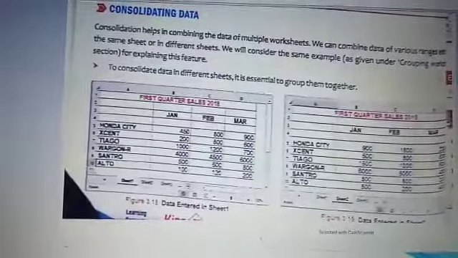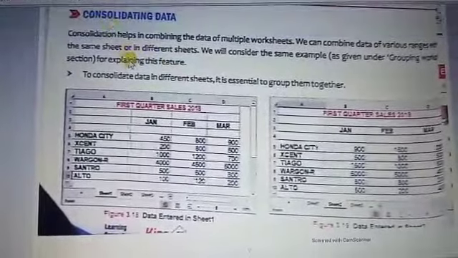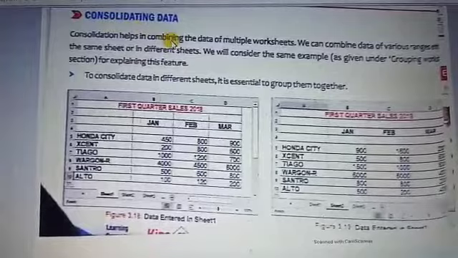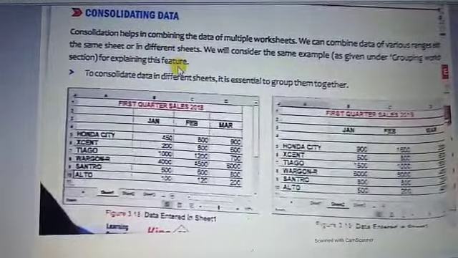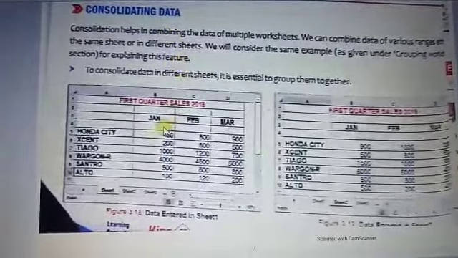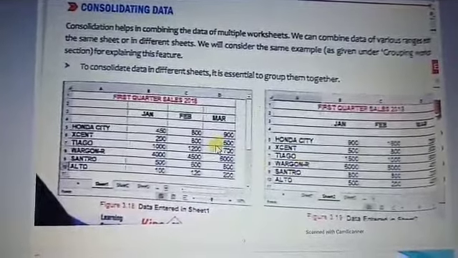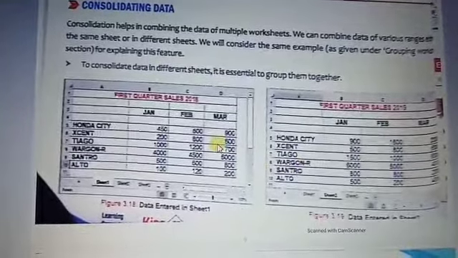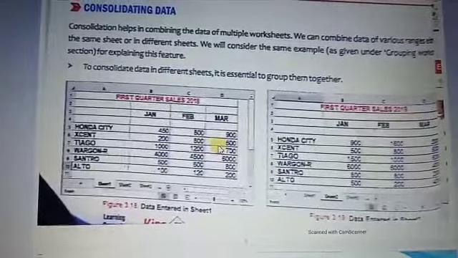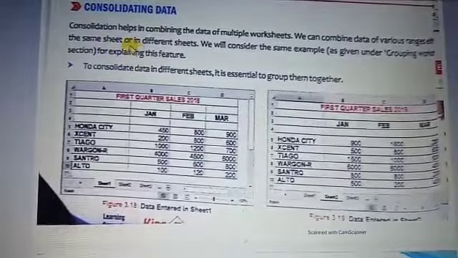Today in this video lecture we focus on the last topic of chapter 3, consolidating data. What is consolidating? Consolidating is the process where you have typed data onto the first sheet and data onto the second sheet, and you show the combined data in a summary. For that, you can use consolidation.